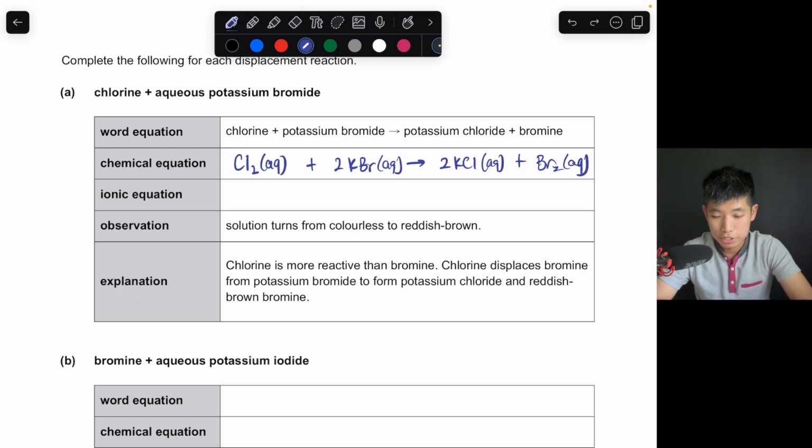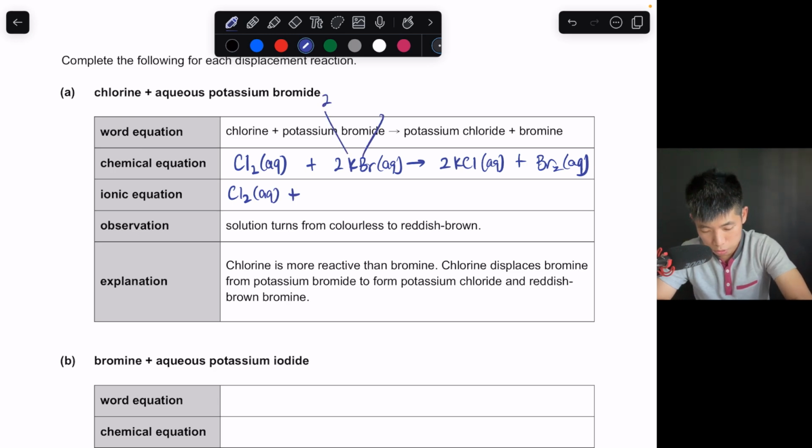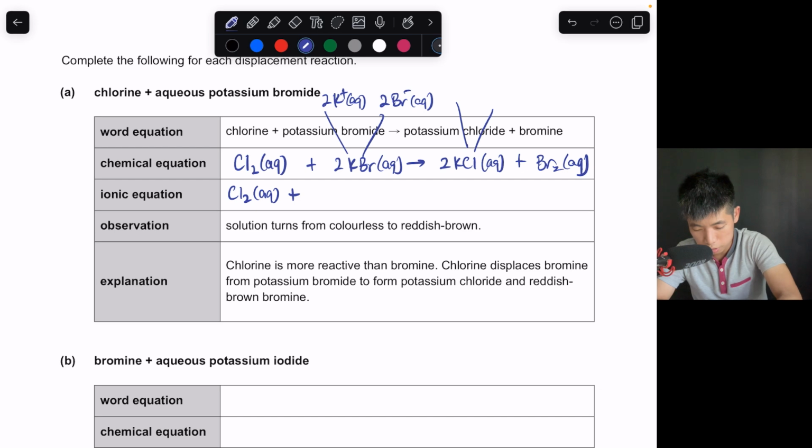When you write out the equation here, we do not split the Cl2 because it's covalent. We only split if it's an ionic compound. Okay, so we keep this. We split this into 2K+ and 2Br-. Likewise, we split this into 2K+ and 2Cl-. Remember to apply the number 2 to both.